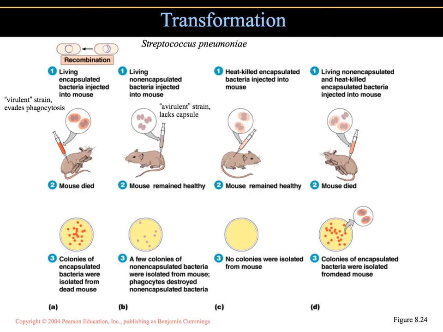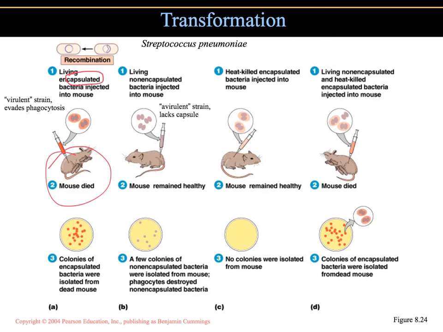So first of all, he had some encapsulated bacteria, and remember that when bacteria have the capsules, this allows them to be more virulent. They are able to evade host defenses, by evading phagocytosis particularly. So when he injected living encapsulated bacteria into a mouse, the mouse died, which is expected.